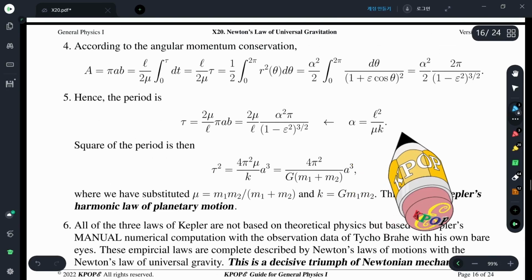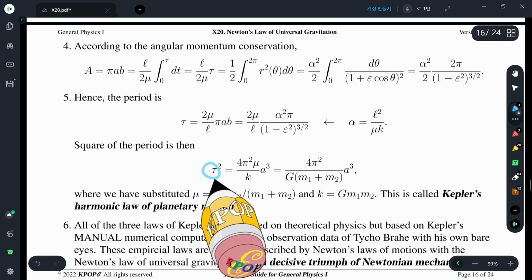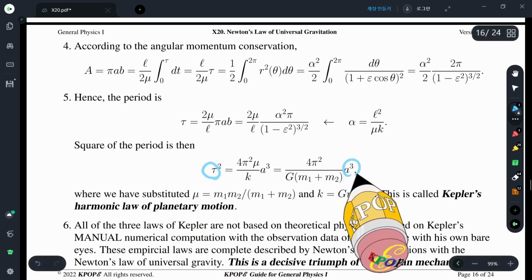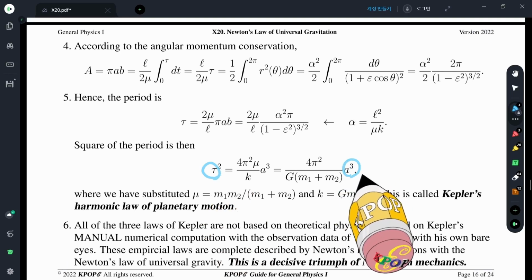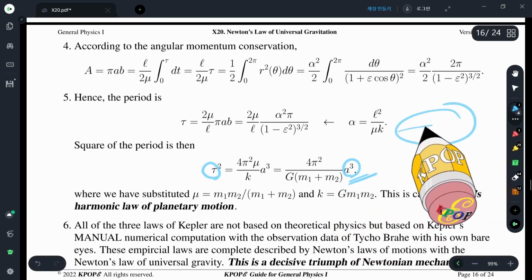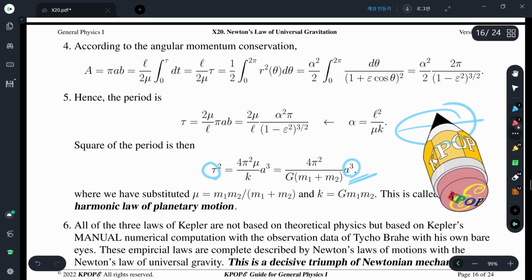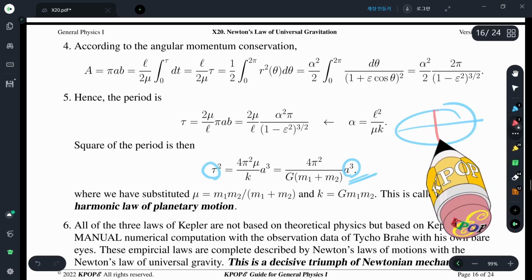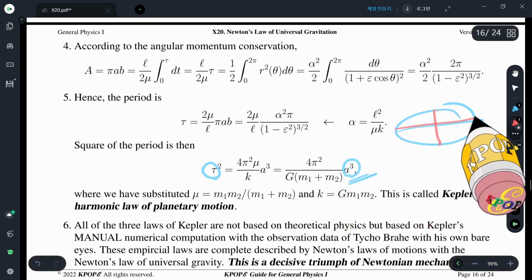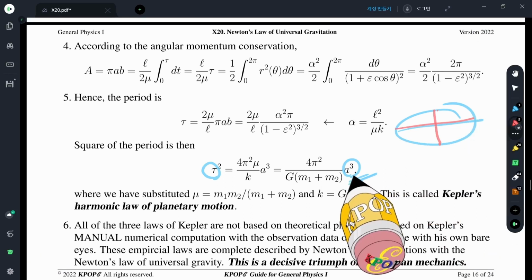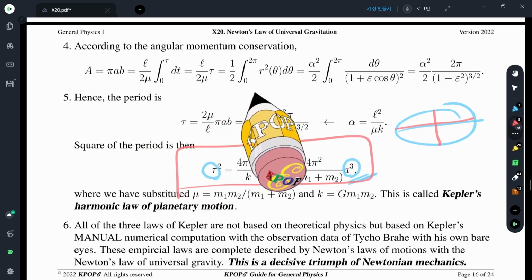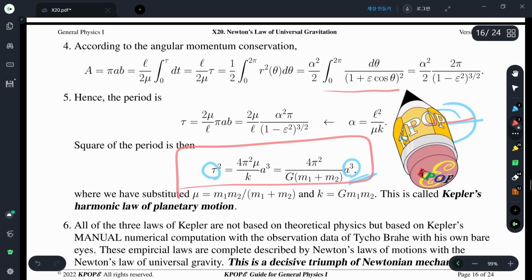And finally, the third law relates the period. Here I wrote tau as a period, it's not tension. The period squared is proportional to the semi-major axis cubed. A is the semi-major axis, this is the semi-major axis, and this is the semi-minor axis. The period squared is proportional to the cube of the semi-major axis. This is obtained by integration, and you might want to evaluate this integral, a quite interesting integral.